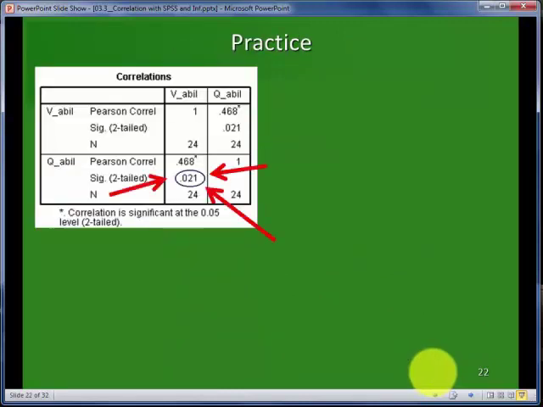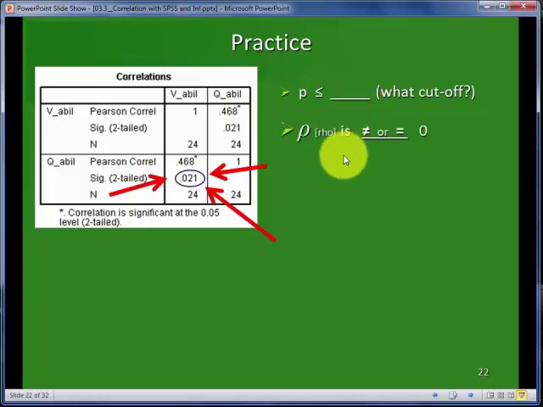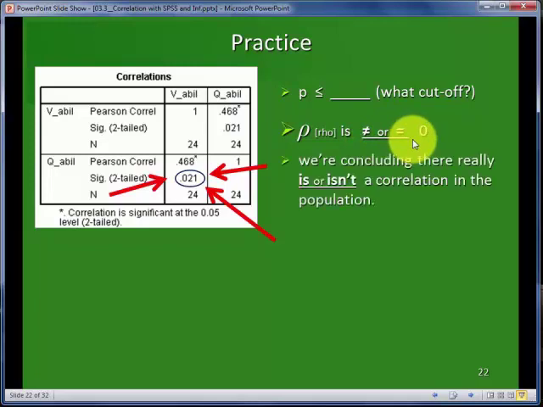Okay, so let's practice this. With that p-value there, if I'm looking at verbal ability and quantitative ability and seeing if there's a correlation, what would you do with that p-value? Well, the cutoff is what? P needs to be less than or equal to 0.05. You can write that in. And rho is either not equal to or equal to 0.